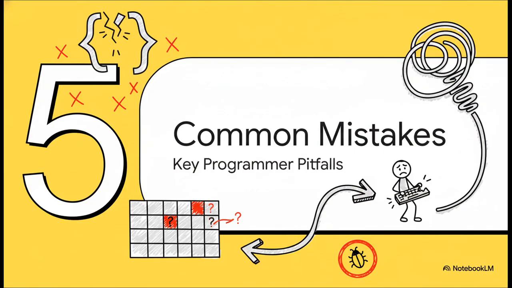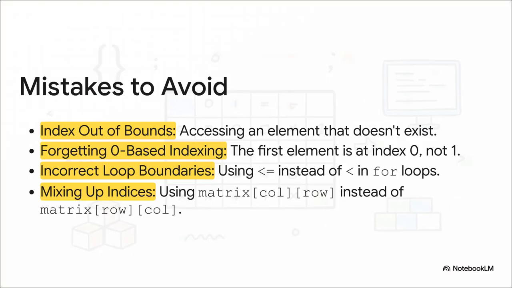Okay, we've covered the what, the how, and a couple of key operations. Now let's wrap this up by looking at some of the classic mistakes that programmers make, especially when they're starting out. Knowing these will save you a ton of debugging time. The biggest takeaway here? You have to be meticulous with your numbers. First, always remember that C starts counting from 0, not 1. So a 3-row matrix has indices 0, 1, and 2. If you try to access index 3, your program is going to crash.